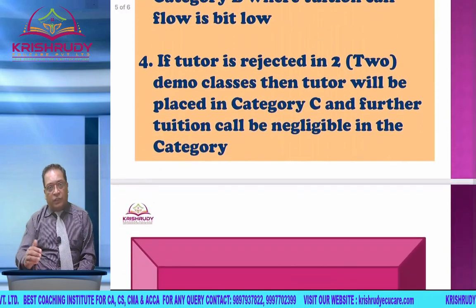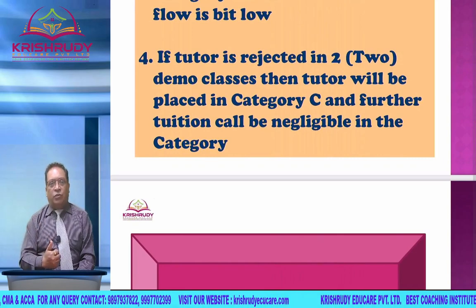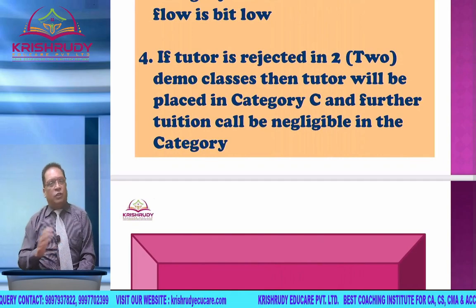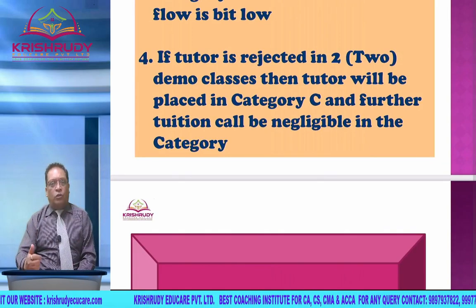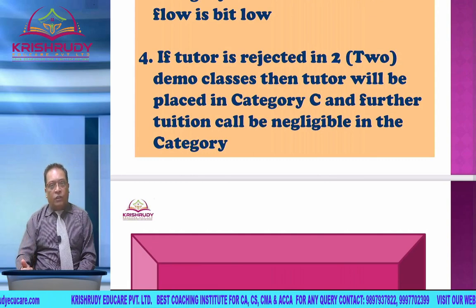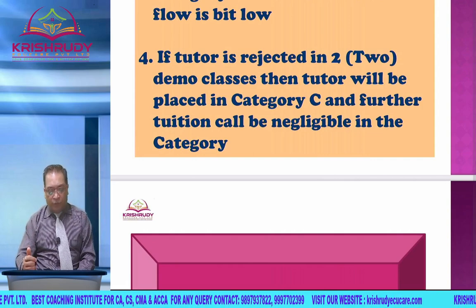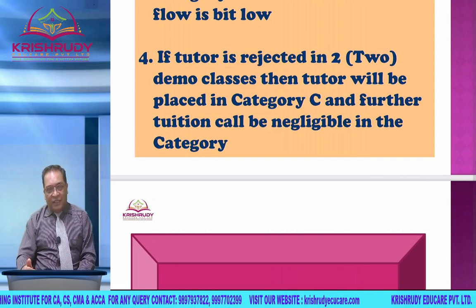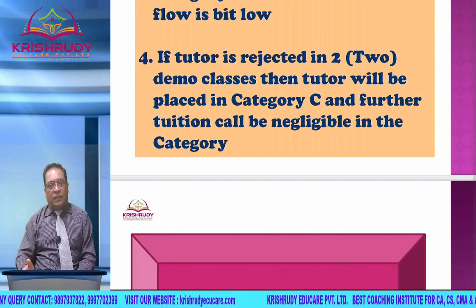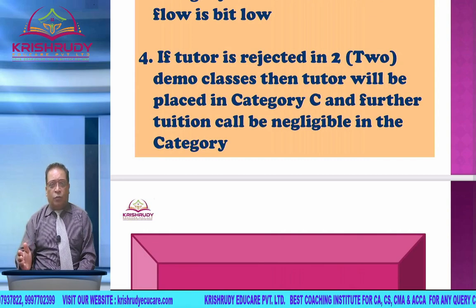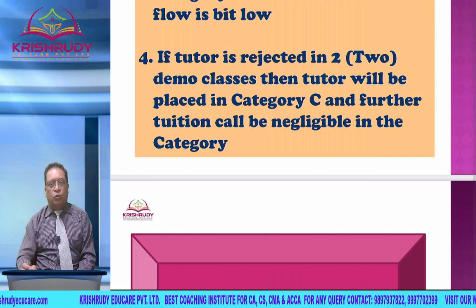Now, in the third part, if you were rejected in one tuition, and even after that we have given you a second tuition, and we find that the second tuition is also going in a negative sense, or the demo class is not good, and we get negative feedback from the parents, then you will be transferred to category C. In category C, the tuition rate is very low and fees will also go very low.